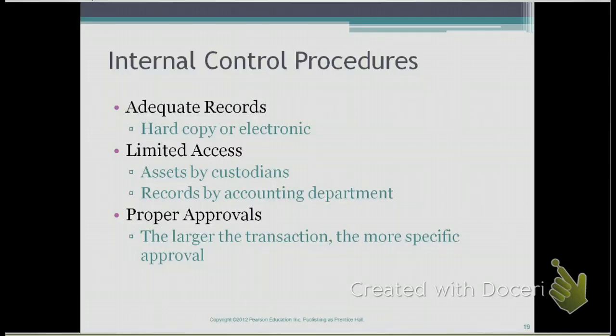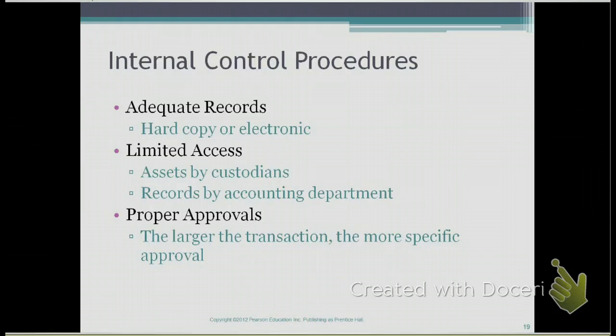You don't want to let people who do day-to-day accounting have access to those assets. On the other hand, records should be kept by the accounting department. You don't want people who have access to the assets have access to accounting records, because then they can falsify those records. So this limited access goes hand in hand with separation of duties. The last internal control procedure is proper approvals.